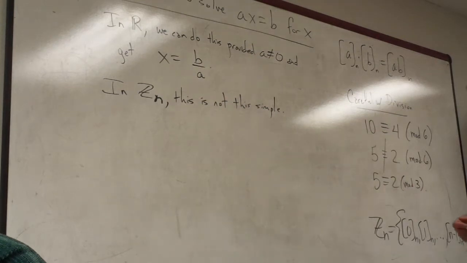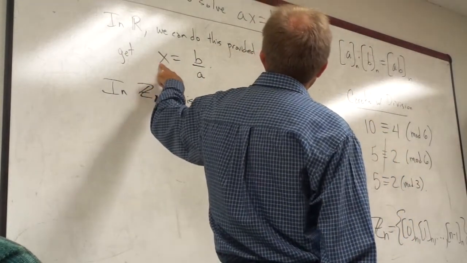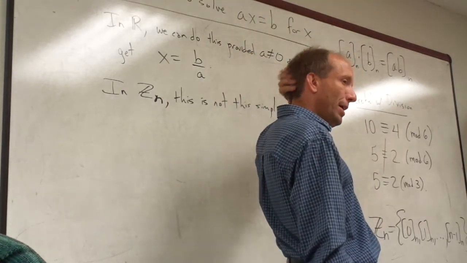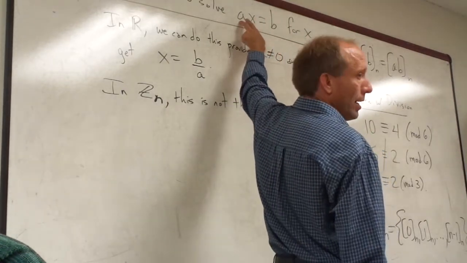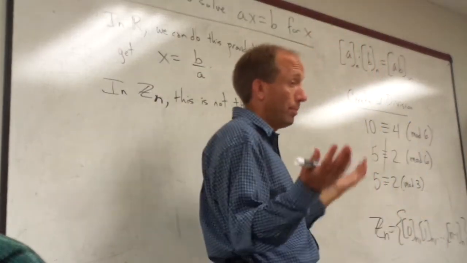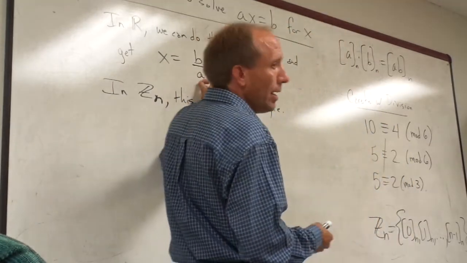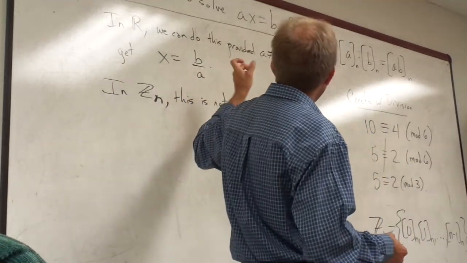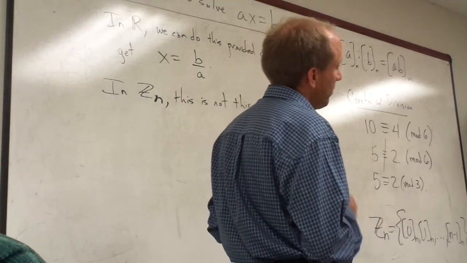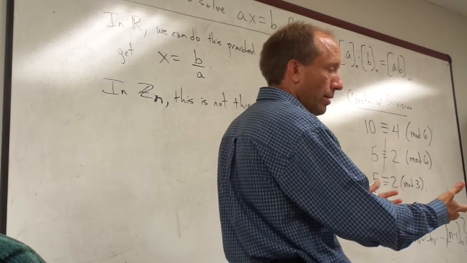Of course, the way you get this x value is that you find an inverse for a. You find something that you can multiply by a that will cancel it out, which in the case of the real numbers is simple. It's just the reciprocal. So instead of thinking of this as dividing by a, you can think of it as you multiplied both sides by 1 over a. But we don't have reciprocals here.